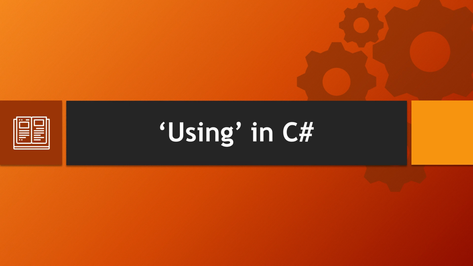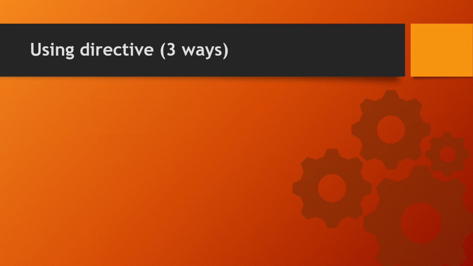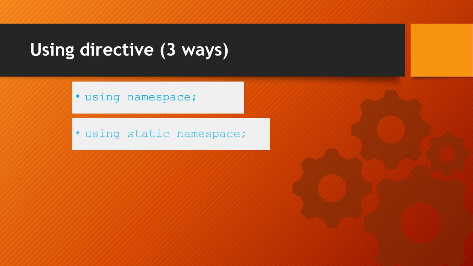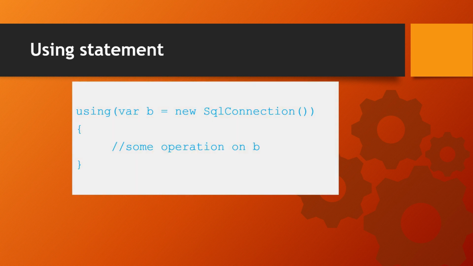Today I'll be talking on usage of keyword using in C#. The keyword using in C# can be used in two ways. One, as using directive, and second, as using statement. As using directive, we can use using keyword in three ways: using namespace, using static namespace, using alias. And as using statement, we can use the using keyword as using block.